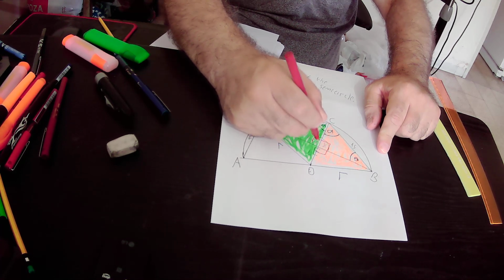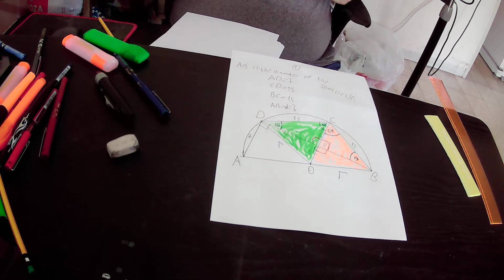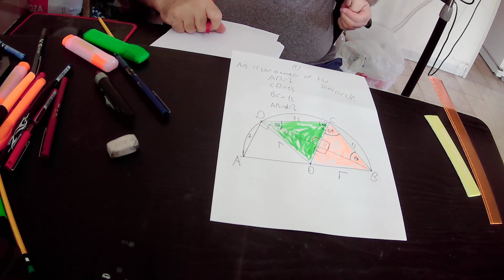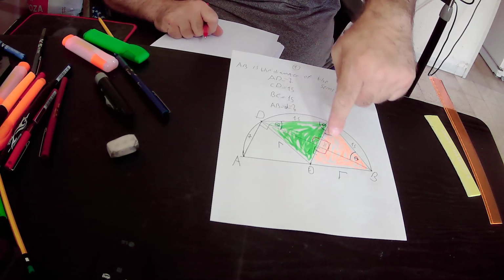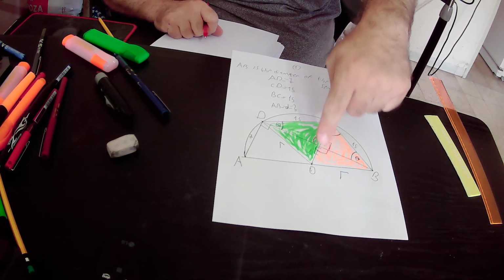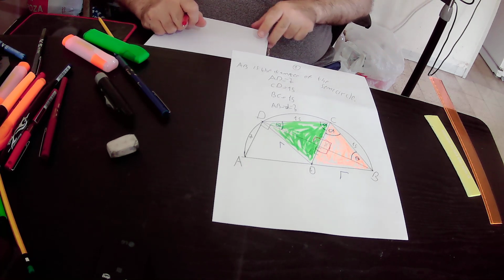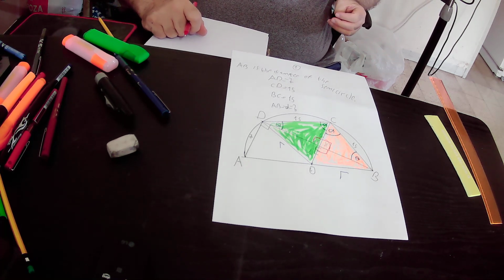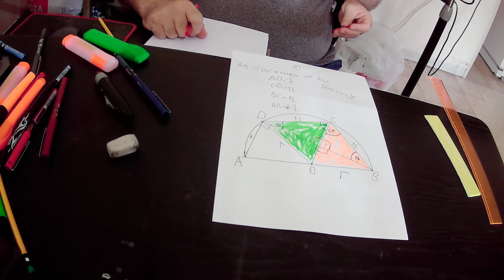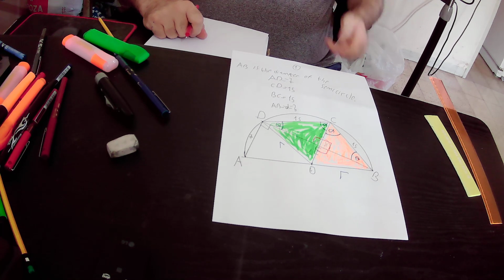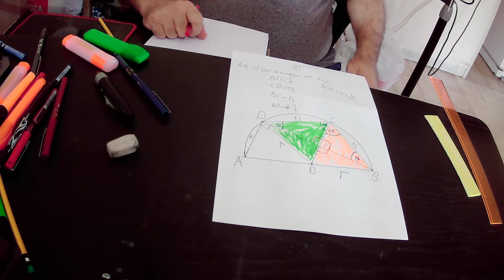Okay, so we actually have around point E three right angles. This is a right angle, this is a right angle, and this is also a right angle. So around point E we have three right angles, and the sum of those three right angles is 90 degrees times 3, which is 270 degrees.